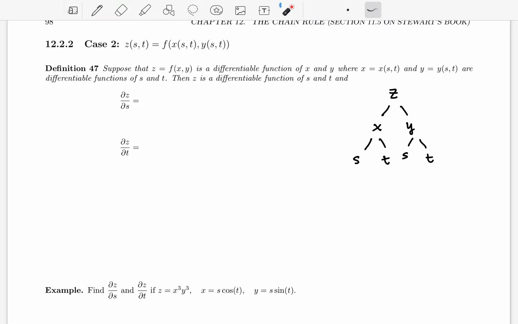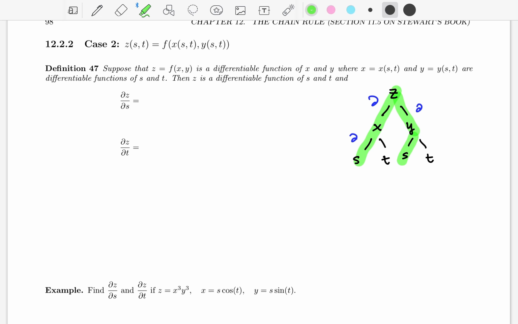So if I'm trying to get to dz/ds, for example, I have to do the same thing we did before, and I have to find a way of getting to s using all the branches. So this will be, I'm going to go dz/dx, dx/ds, right? And then again, z is a function of two variables, so this is partial. x is a function of two variables, also partial. And then I still have to add if I go through y instead, okay? So dz/dy, partial, and then dy/ds.